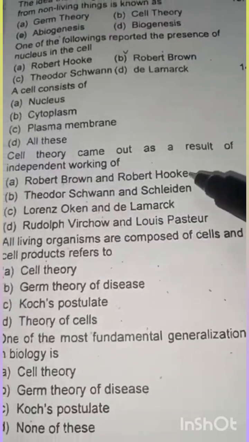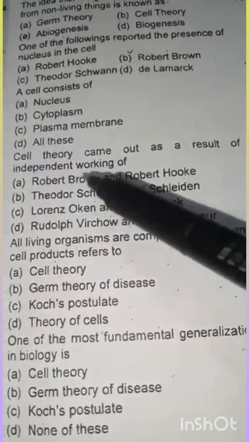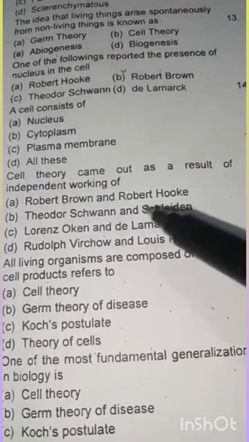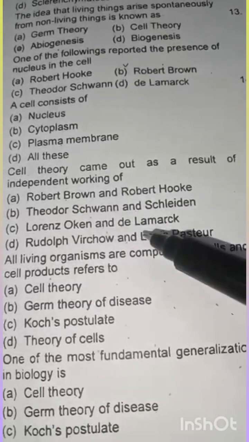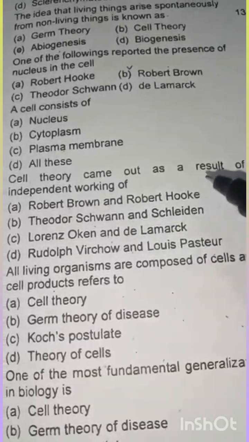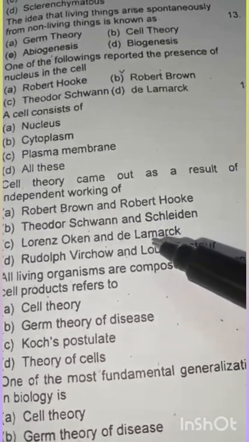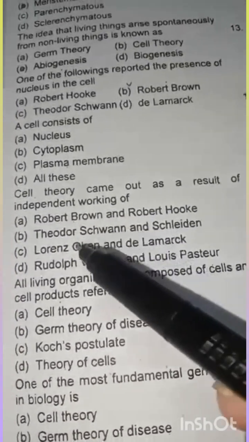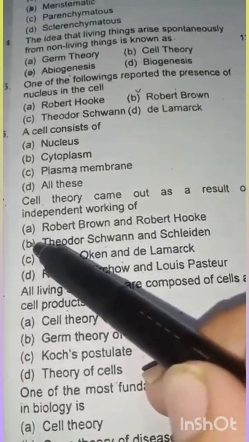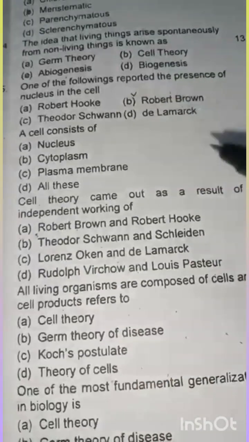Cell theory came out as a result of the independent working of Robert Brown and Robert Hooke, Trevirunus, Schwann and Schleiden, Lorenz Oken and Schleiden, Rudolf Virchow and Louis Pasteur. So cell theory was finalized by the work of Schleiden and Schwann. So here option B is correct.